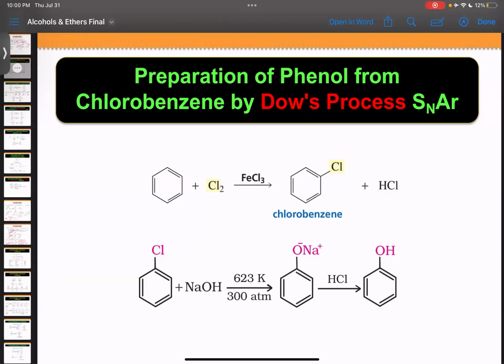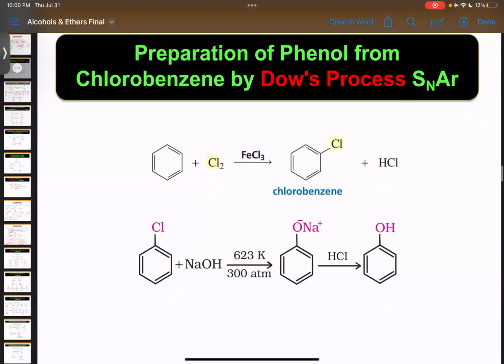And how do you replace it with the OH group? By reacting it with NaOH at a very high temperature and pressure. Why are high temperature and pressure required? Why can't we do the reaction under normal conditions? Maybe it needs a high temperature and pressure to entirely remove the chlorine and add an O minus and Na plus.